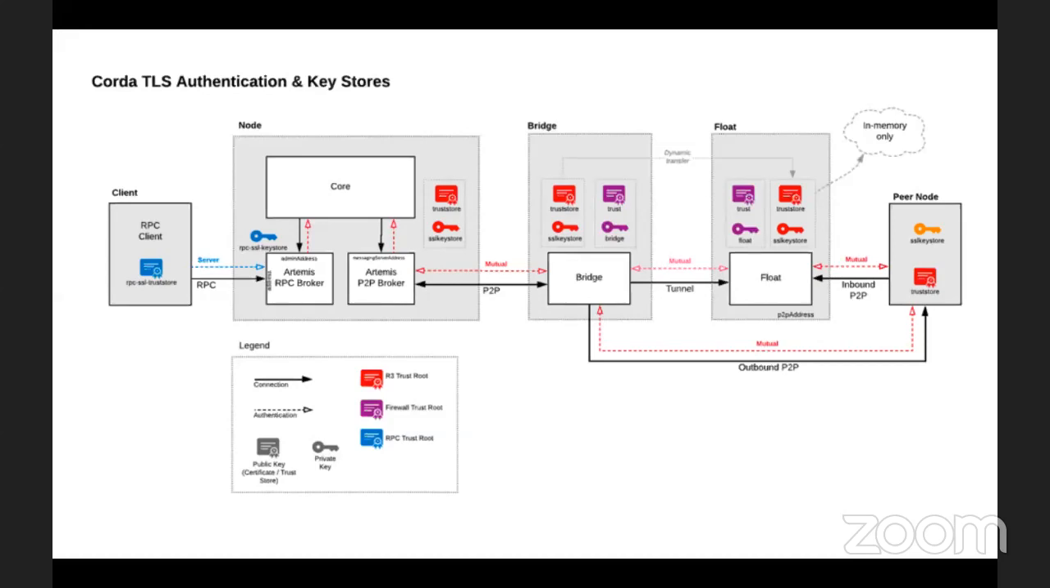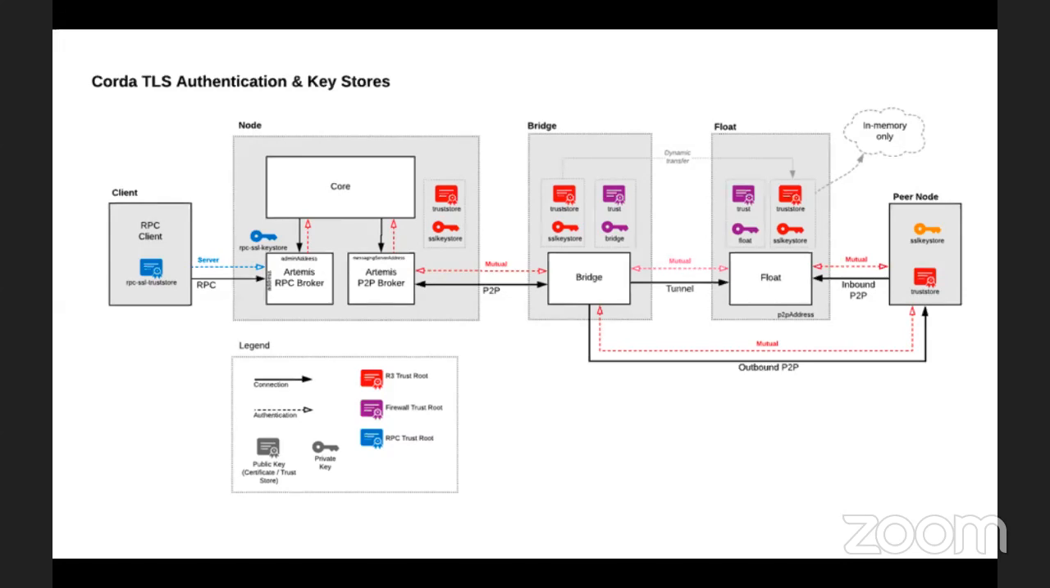Any RPC call comes to an RPC broker. It's a point-to-point communication, so Artemis brokers are used. Then there is a bridge, a security bridge. The communication between the node and the bridge is peer-to-peer, and they use peer-to-peer message brokers.